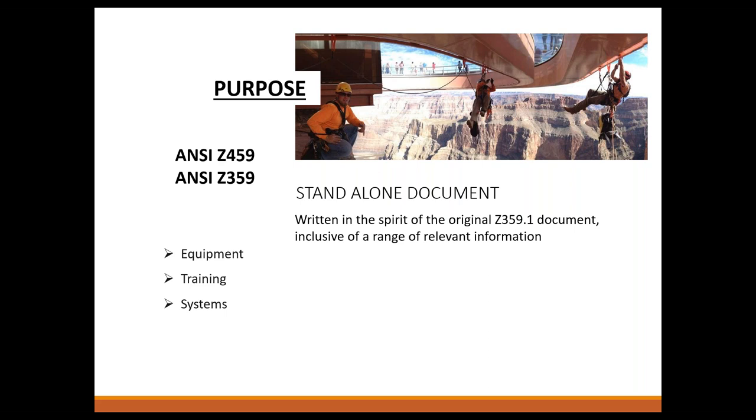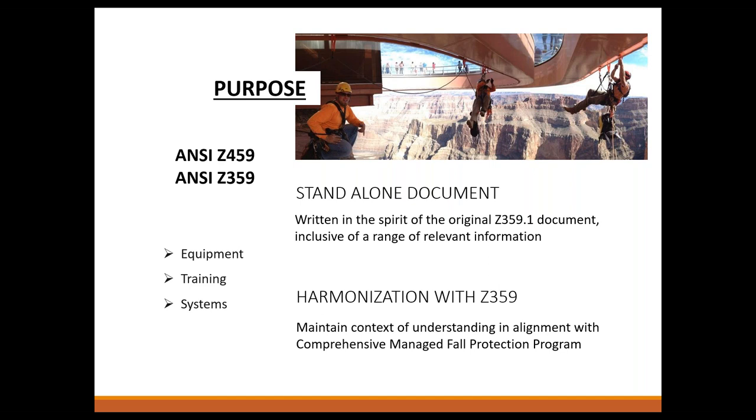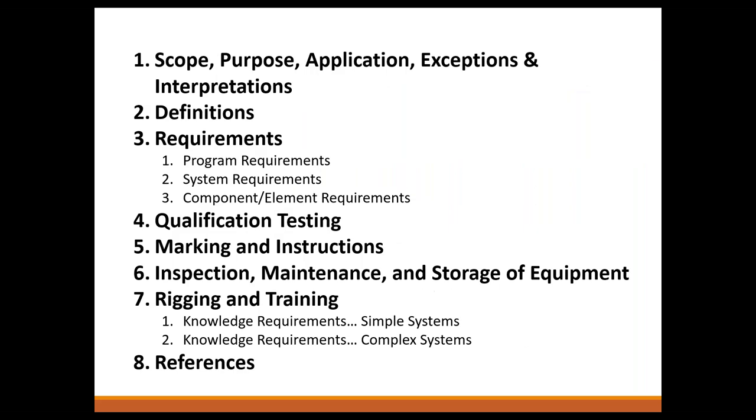And that was the directive handed to us by the Z359 committee when they said to do this. They said, write this new standard and write it in the spirit of the original Z359. Secondly, we were directed to harmonize to the best of our ability with Z359. So with the standard fall protection code, we wanted to write rope access so that it maintained a consistent context with the comprehensive managed fall protection program as it's outlined in the Z359 family of standards. So that was our starting point.